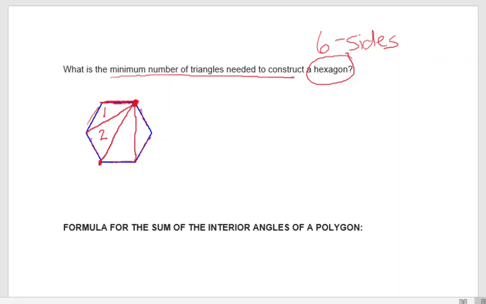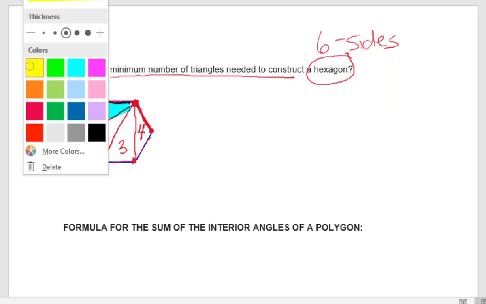And then when we connect to this vertex, there's the third triangle. And then when we connect to this vertex here, we don't have another triangle with just those 2 vertices, but we do have this 4th triangle that's left on the right-hand side. So you can see where there are 4 separate triangles.